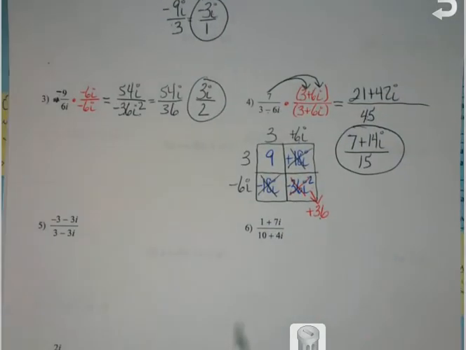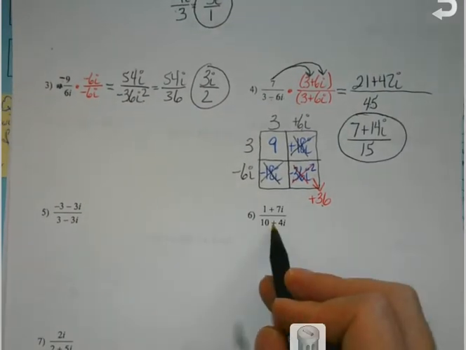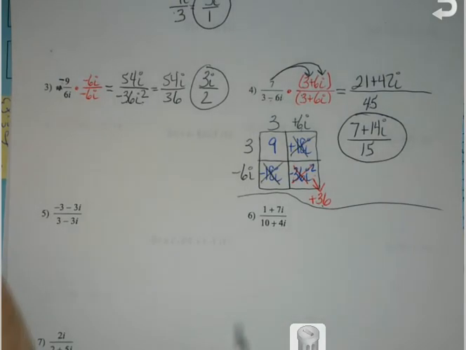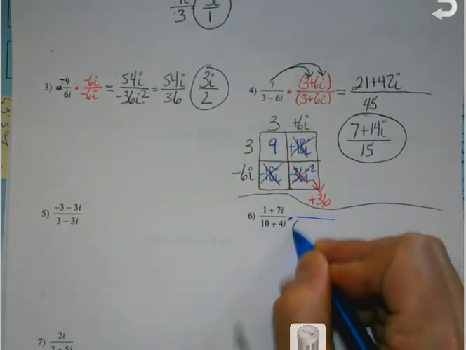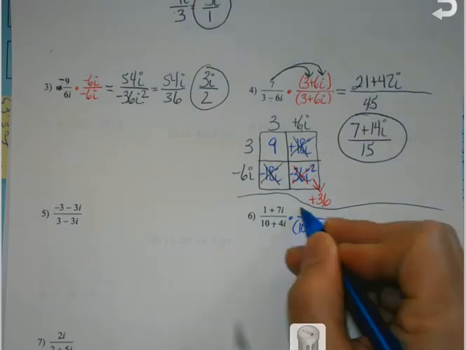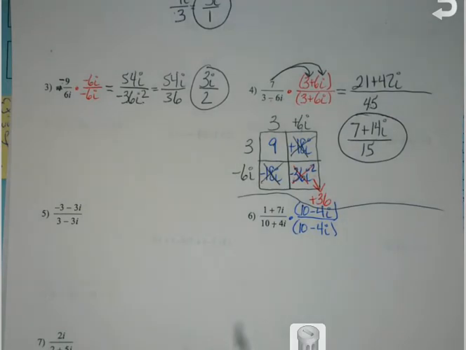Well, what if instead of a minus in the middle, what if there's a plus instead? Then I change it to a minus. Whatever the sign on i is, I just switch it. And I have to switch it. It can't be the same one or my i's won't go away.